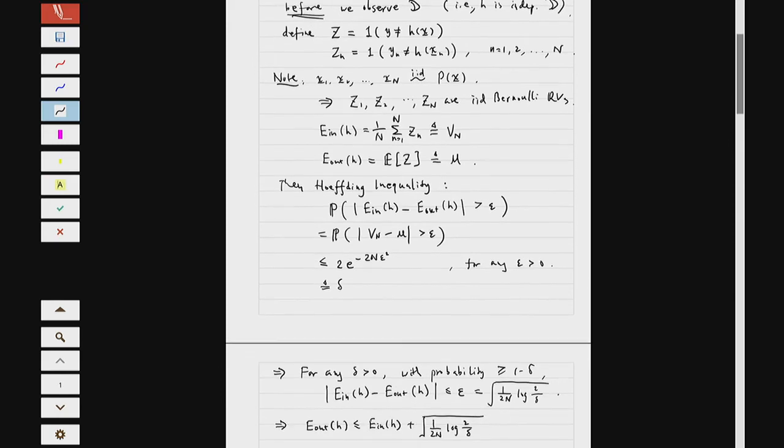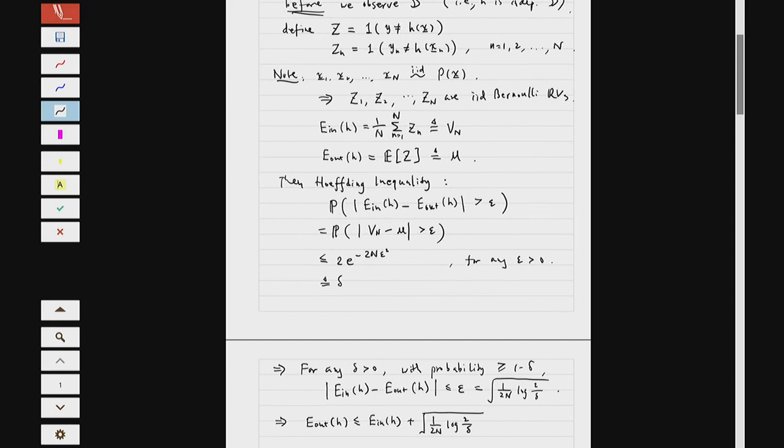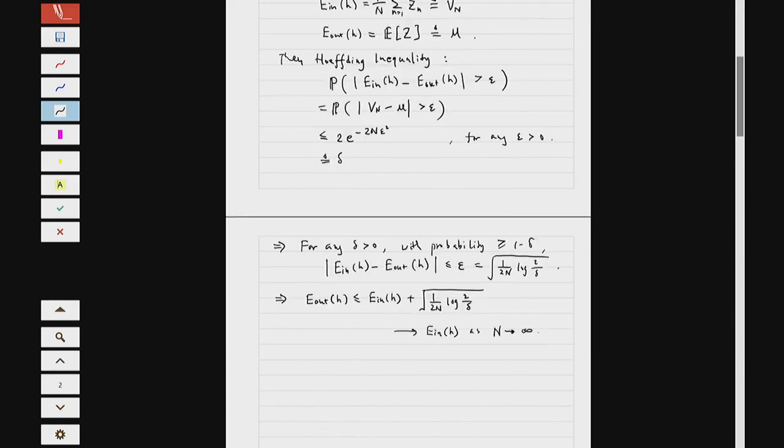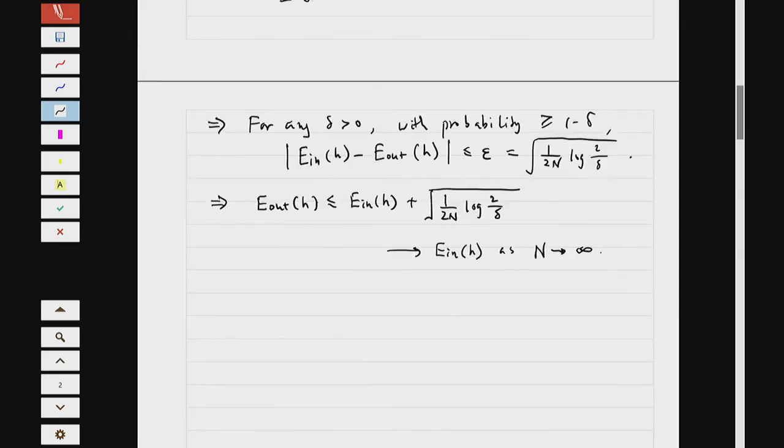Because the z's for different n values are no longer independent of each other. Because each one of them depends on the entire data set, right? If you use the g that you pick. Okay? So that's the trouble. Let me write it down, and meanwhile, let's think about it a little bit more.